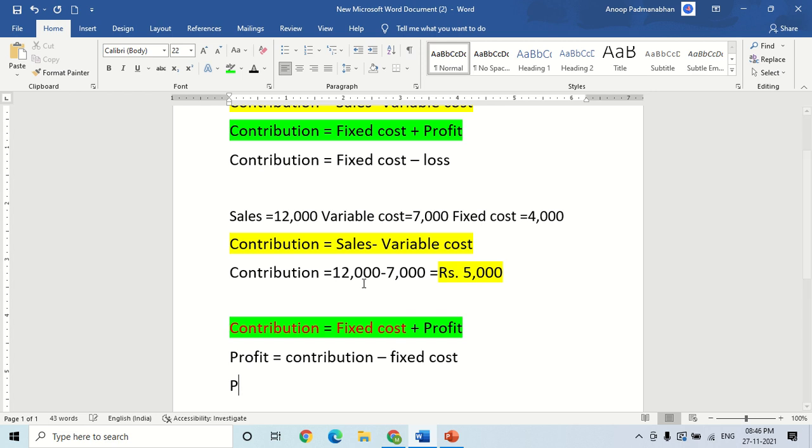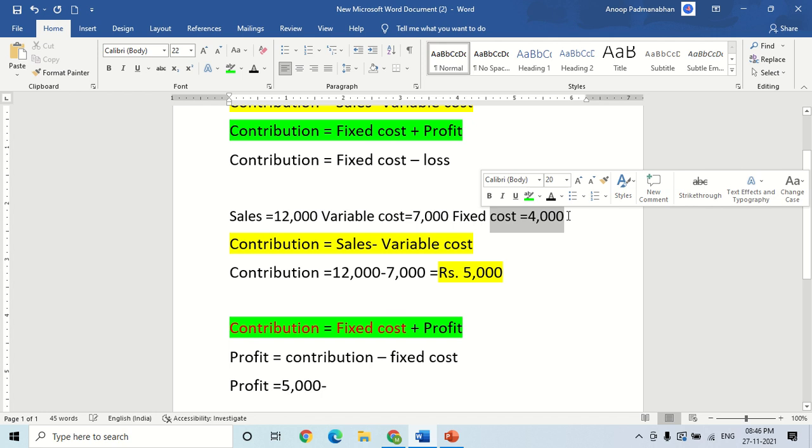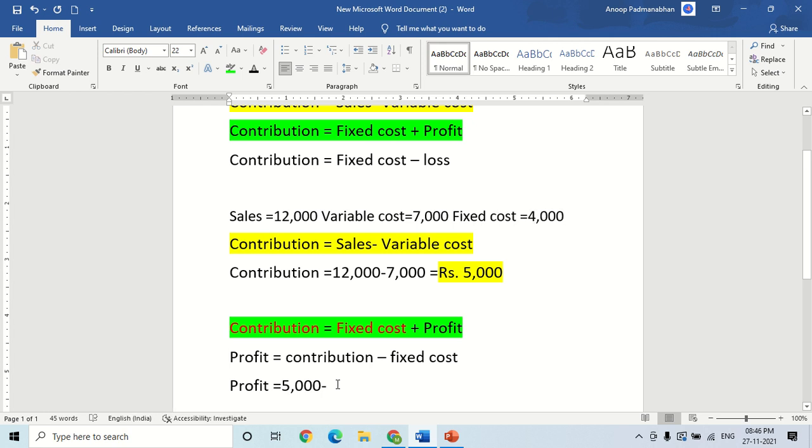I'm going to write profit is equal to, what is the contribution you calculated? 5,000. So write 5,000 over here minus the fixed cost. Look at this, 4,000 is the fixed cost. So we write the fixed cost amount here so that you will get your profit as rupees 1,000. So by using one equation, you can find different figures in this chapter.